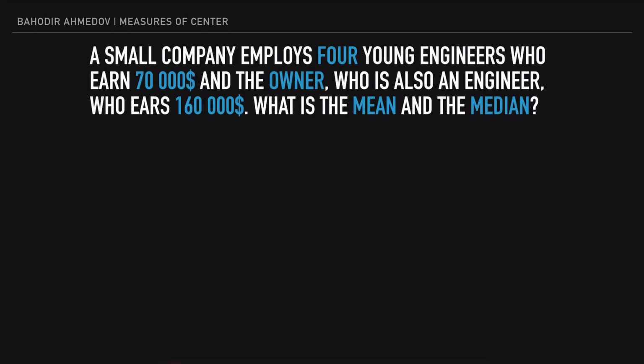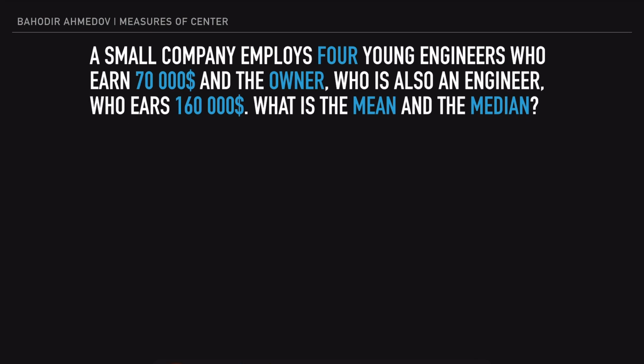So let's consider an example in order to explain what I mean. A small company employs 4 young engineers who earn 70,000 per year, and the owner, who is also an engineer and also works in this company, earns 160,000. Well, what are the mean and the median?